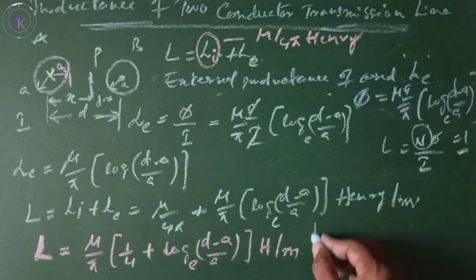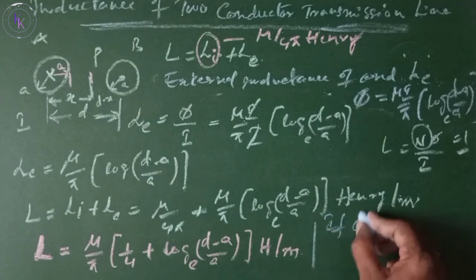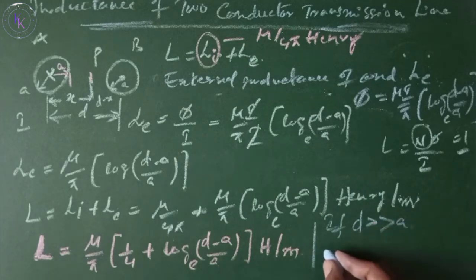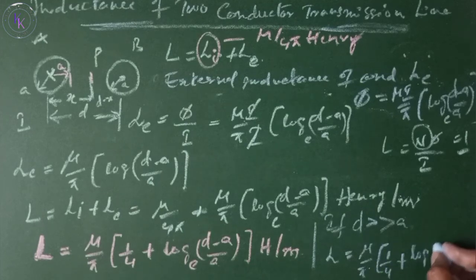Now, if you consider a special case where d is much greater than a, then this formula is going to change as L equals mu by pi times 1 by 4 plus log d by a, henry per meter.